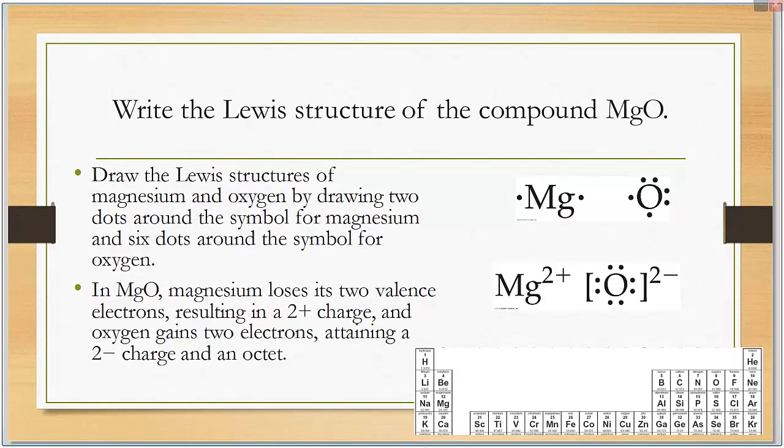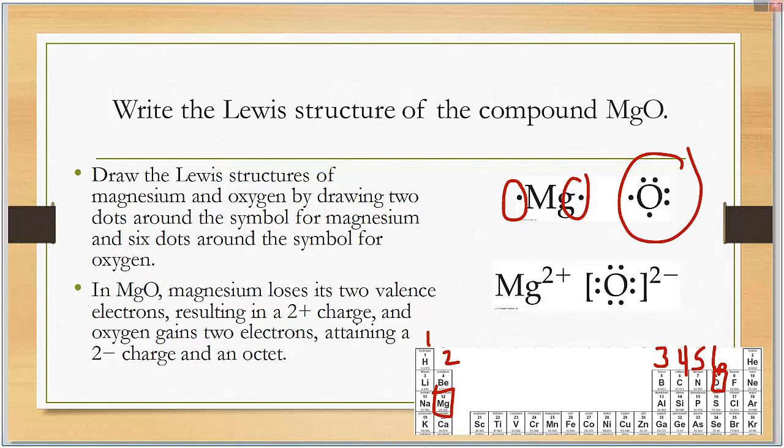Alright, so drawing the Lewis structures of magnesium and oxygen by drawing the dots. So here's magnesium on the periodic table. It's in row 2, so it has two dots around the symbol for magnesium. If we look at oxygen, 1, 2, 3, 4, 5, 6, it's in the 6th row, so it's going to have 6 dots. Remember, do it once around, and then you go around and pair it up. And that's how they got 2 with duets and 2 without. So oxygen has 6 dots around the symbol.